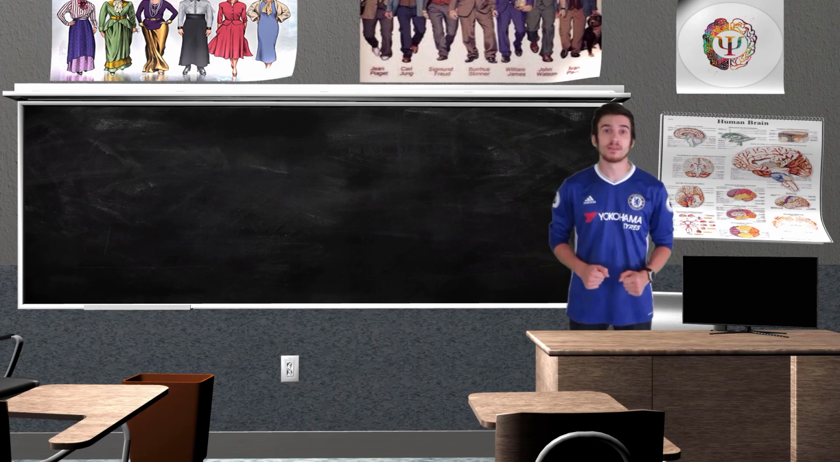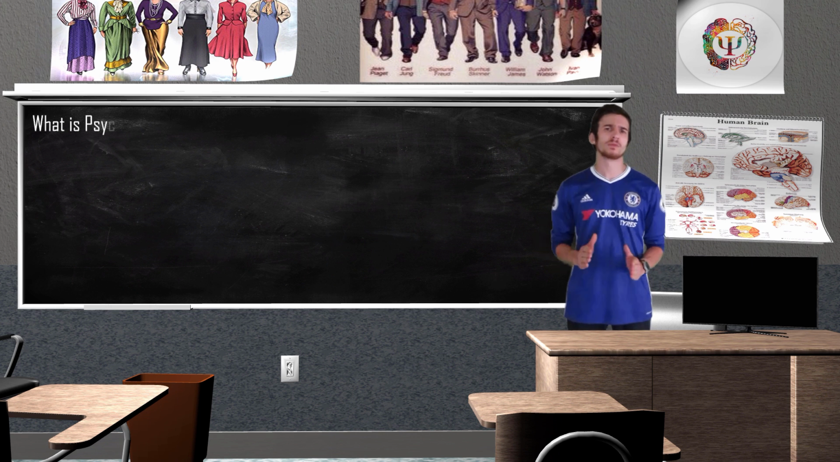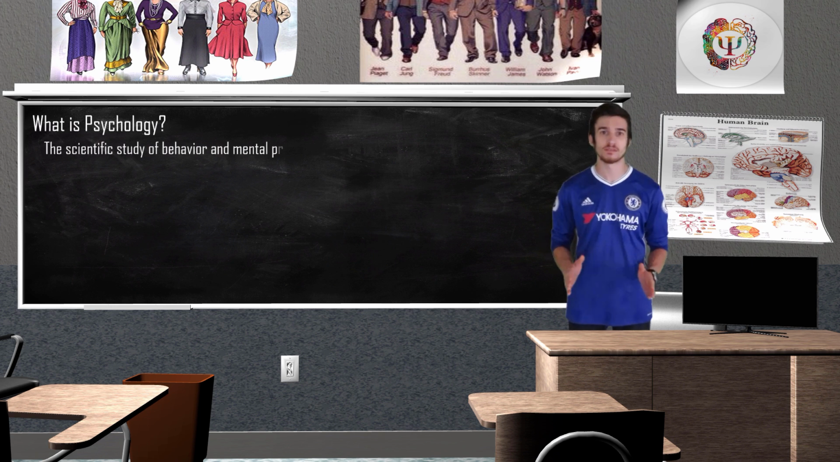So before we get started with the history of psychology, we have to understand what psychology is. Today, the agreed upon definition for psychology is going to be the scientific study of behavior and mental processes. But how did we get to this point? A quick history lesson will show us just that. So who's ready for a field trip?